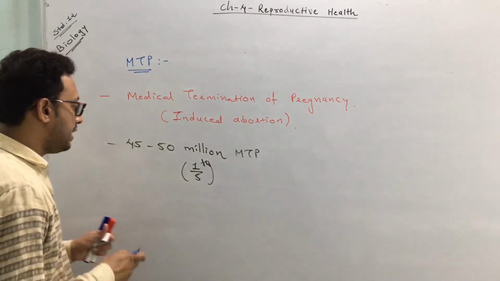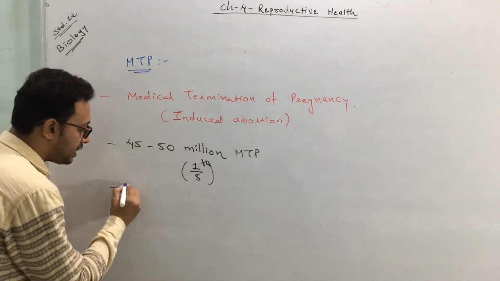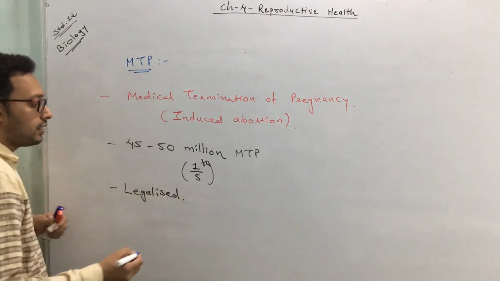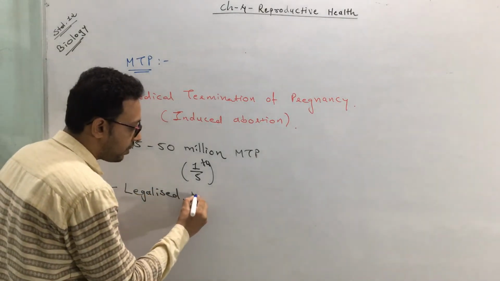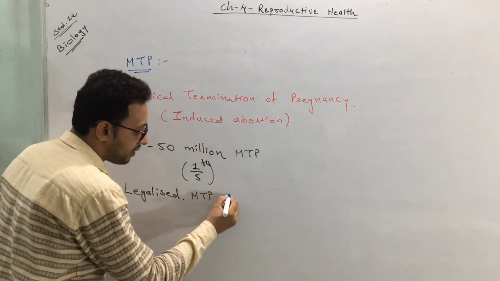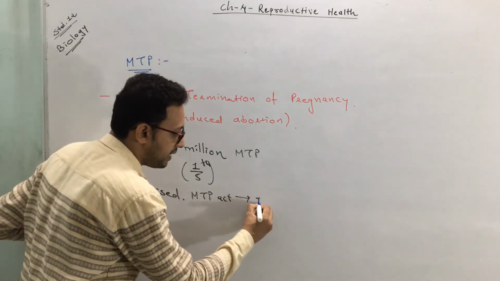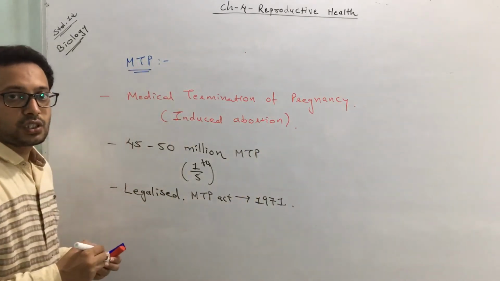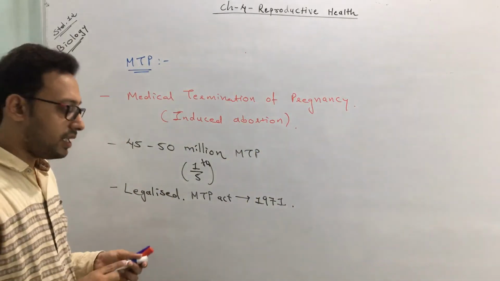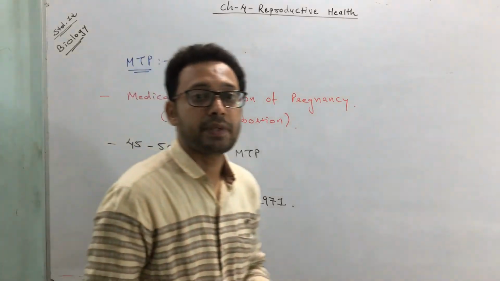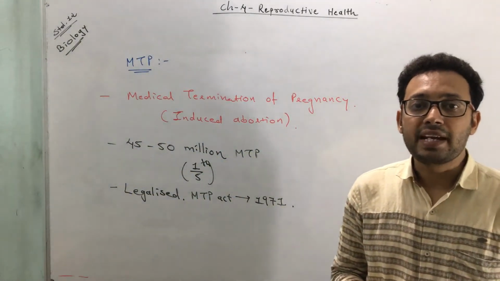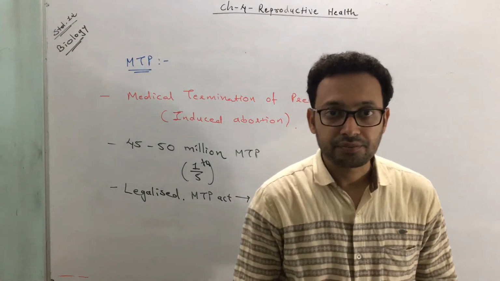But in India, this MTP has been legalized by a law called the MTP Act, which was passed in Parliament in 1971. So now in India there is an act in force called the MTP Act 1971. It is called medical termination of pregnancy.